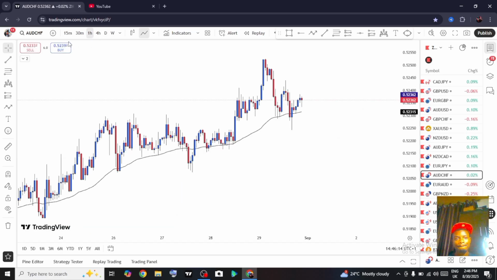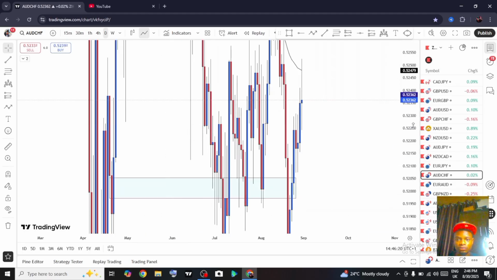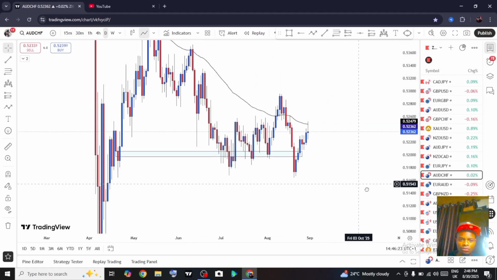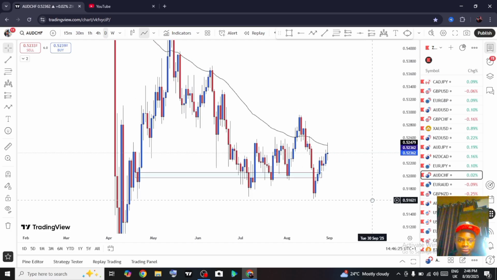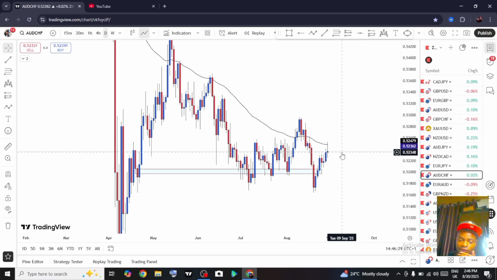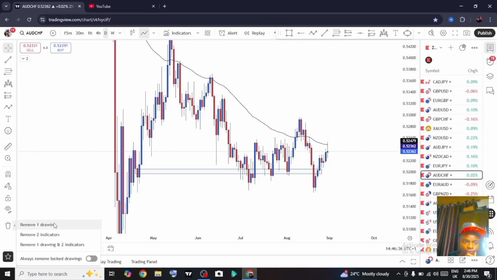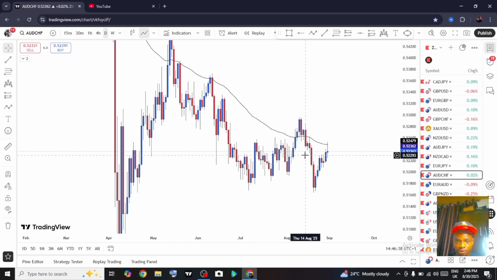AUDCHF, the daily time frame. All right, the daily time frame is just bad, right? I don't like the price action, but clearly it looks like price is bearish, right? And the last day, because this is the daily time frame, closed as a doji candle.